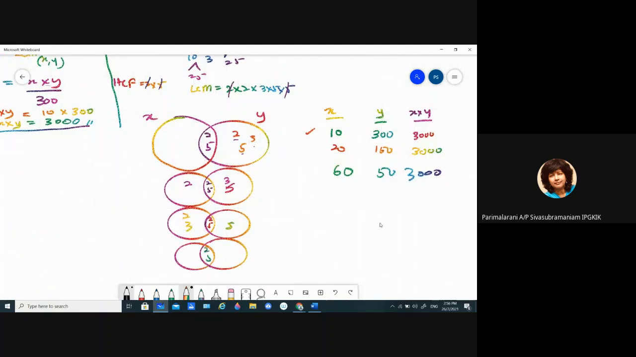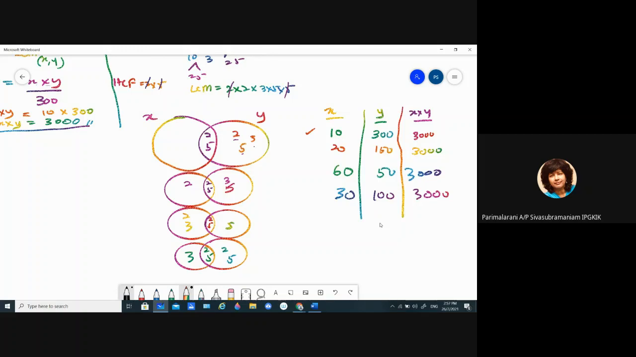So this is 2, 5. We can have 3 and we can have 2 and 5 here, right? So x will be 30 and y will be 100. Also 3000. Is there any other possibility? Okay, I think that's about it.